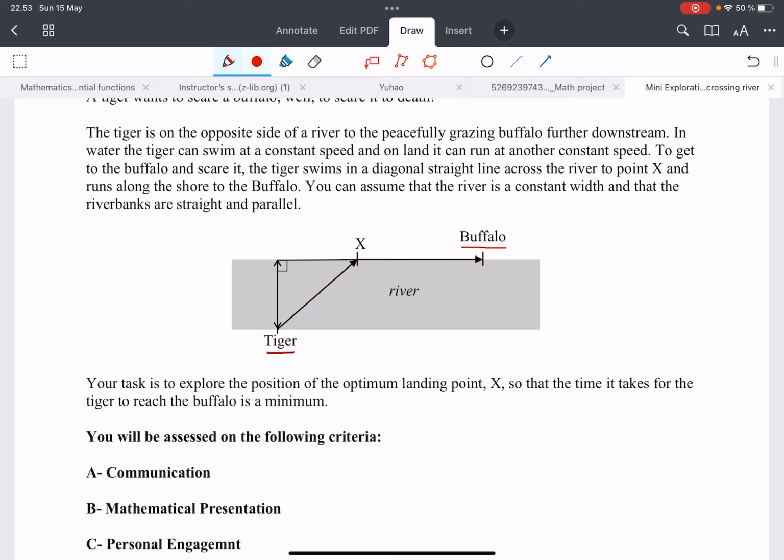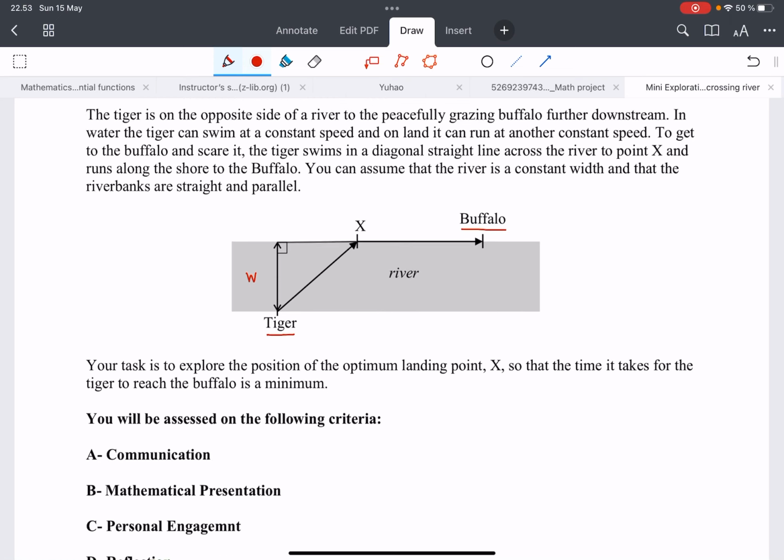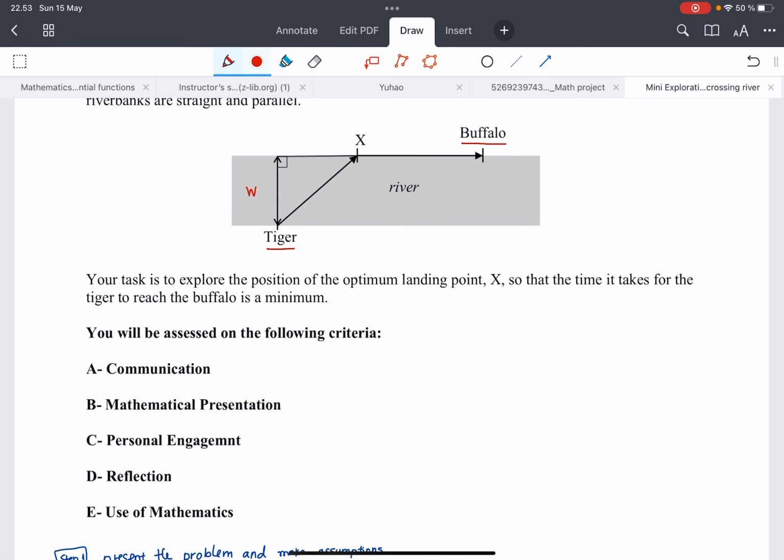We will assume that the width of the river is constant and that the tiger's speed when it swims is also constant, the same as when it runs. So our task is to explore the position of the optimum landing point X so that the time it takes for the tiger to reach the buffalo is minimum. It's an optimization problem again.